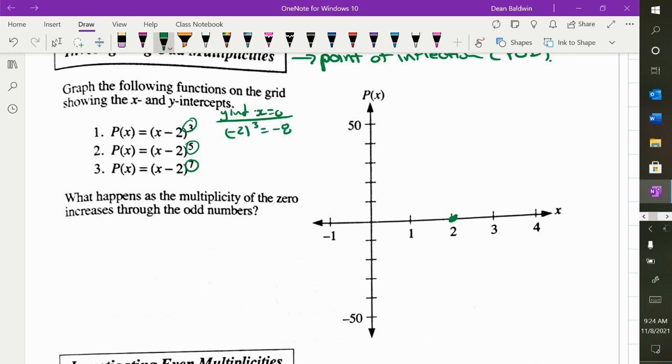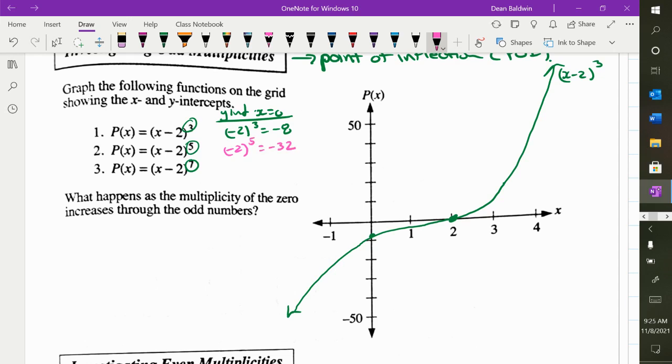What do these go up by? 10, 20, 30, 40, 50. So negative 8, say, is right there. So the graph looks like that. That's x minus 2 cubed. If you change it to the power of 5, it's still a point of inflection at the same x-intercept of 2, but it's negative 2 to the 5th, which is negative 32.